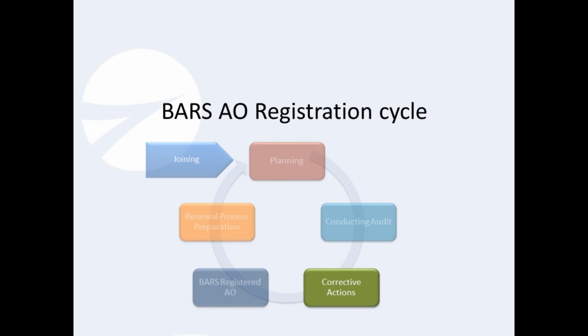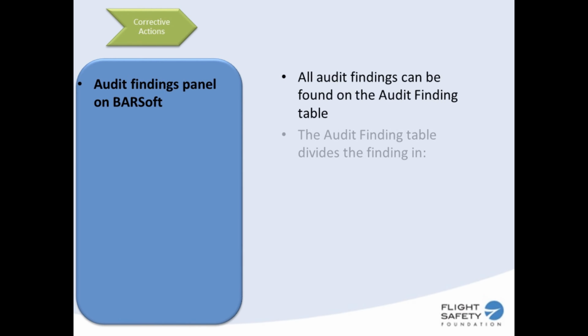We will first introduce you to the BARSoft Audit details page, where we can see all the information on each of the nonconformities identified during the audit. We will then show you the flow chart for the corrective action process and the step-by-step actions through the individual fields in the findings page of BARSoft.